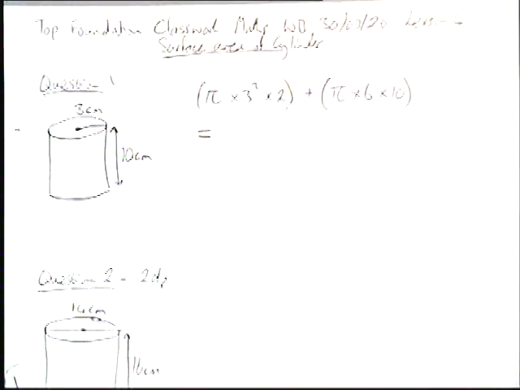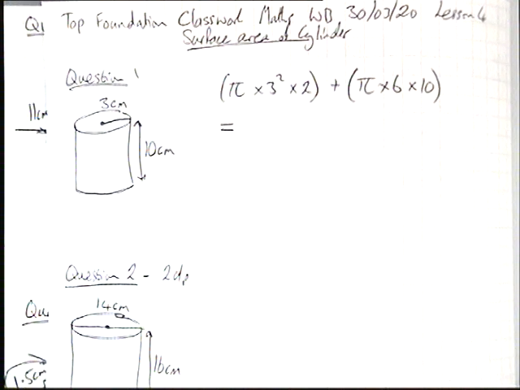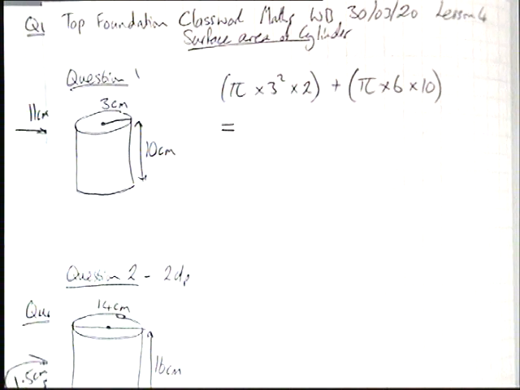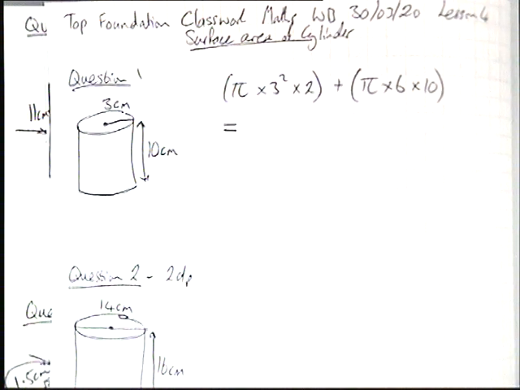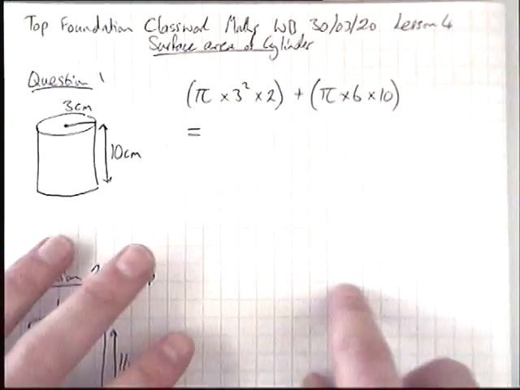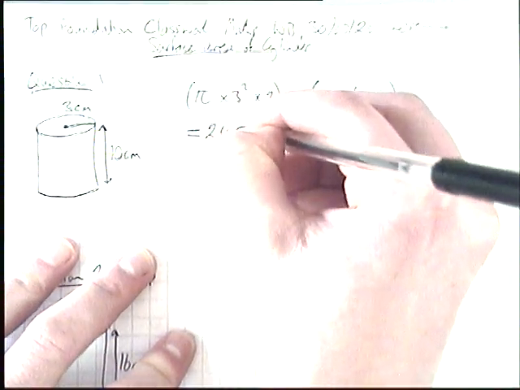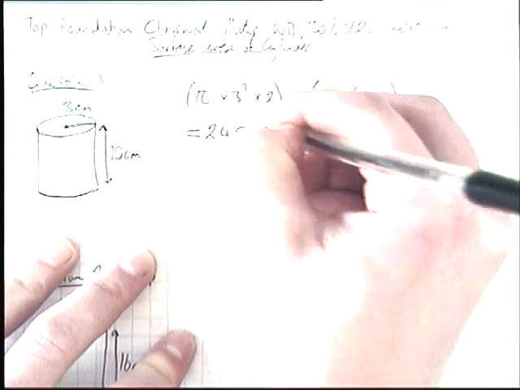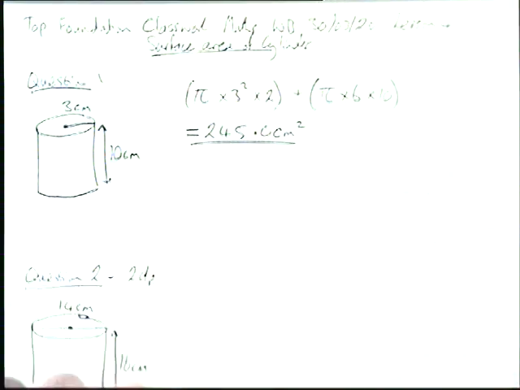So if you pop all of that information into your calculator, so pi times 3 squared times 2 plus pi times 6 times 10, that leaves us to 1 decimal place with 245.0 centimeters squared.